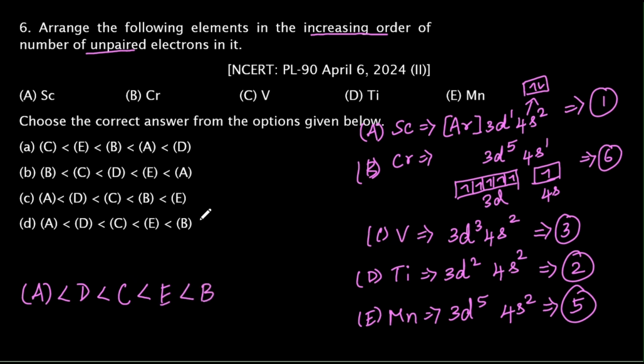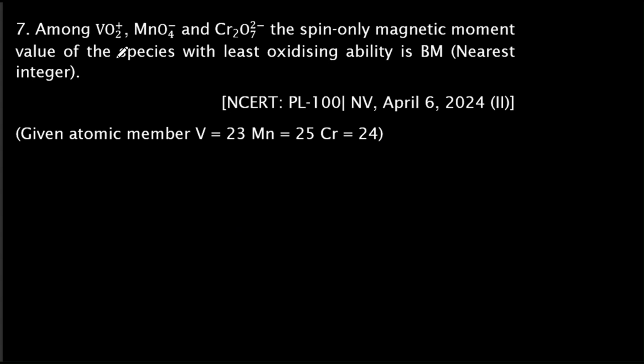So the correct option is option D. So this is the increasing order of the unpaired electrons. Among VO2+, MnO4-, Cr2O7 2-, the spin only magnetic moment value of the species with the least oxidizing ability. So first you have to know the charge of the metal. So in the first compound you have to see the charge of vanadium, then manganese, then chromium.